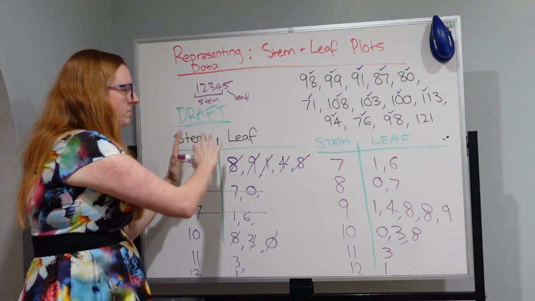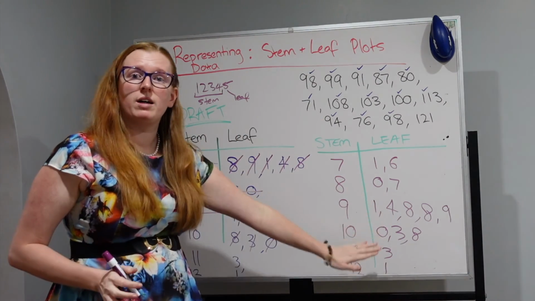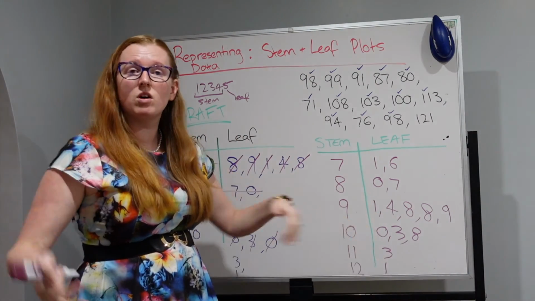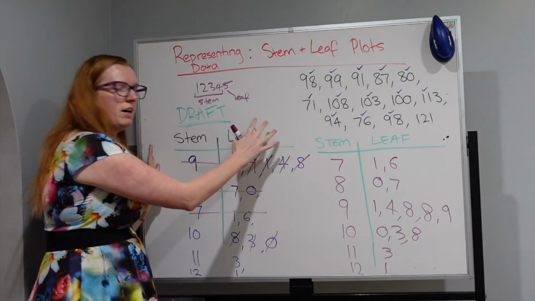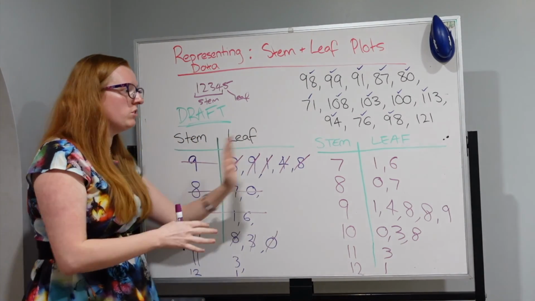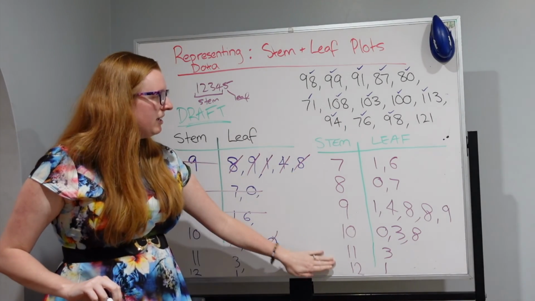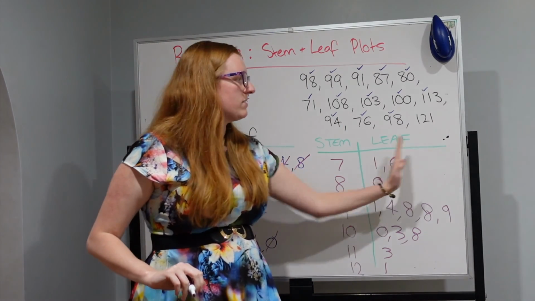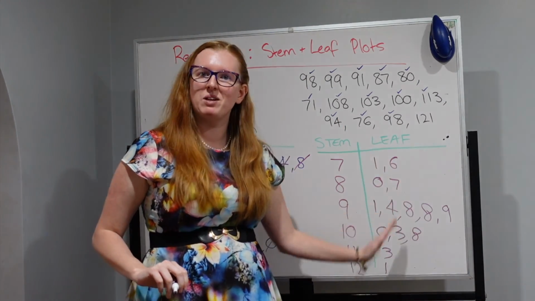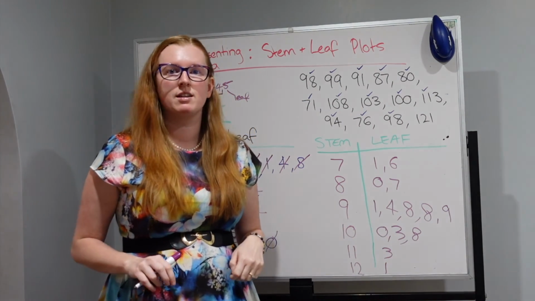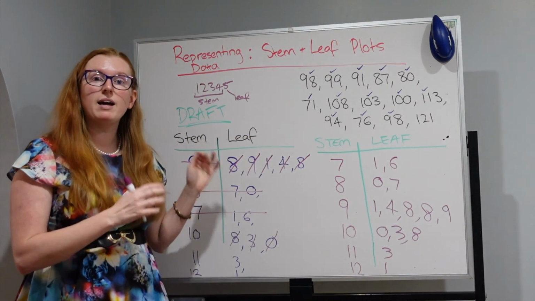Also, we need to make sure that they are in order. So until you feel confident with stem and leaf plots, it's perfectly fine to do a draft one before you do your final one, because they do need to be in order, both going down here in your stem and also your leaves need to be in order as well, from smallest to largest. Yeah, cool. So that is how we do a stem and leaf plot.